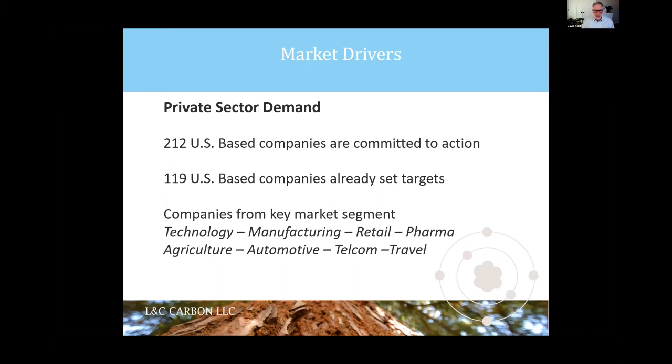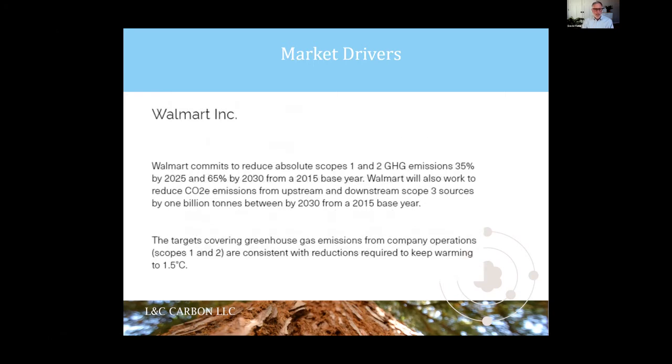And another one is, of course, Nike, which is someone everybody knows, based out of Beaverton, Oregon, that has a global reach. But here's an example of Walmart and the commitment that they just made. And it talks about how they are going to reduce their absolute scope 1 and scope 2 emissions by 35% by 2025 and 65% by 2030 from a 2015 base.